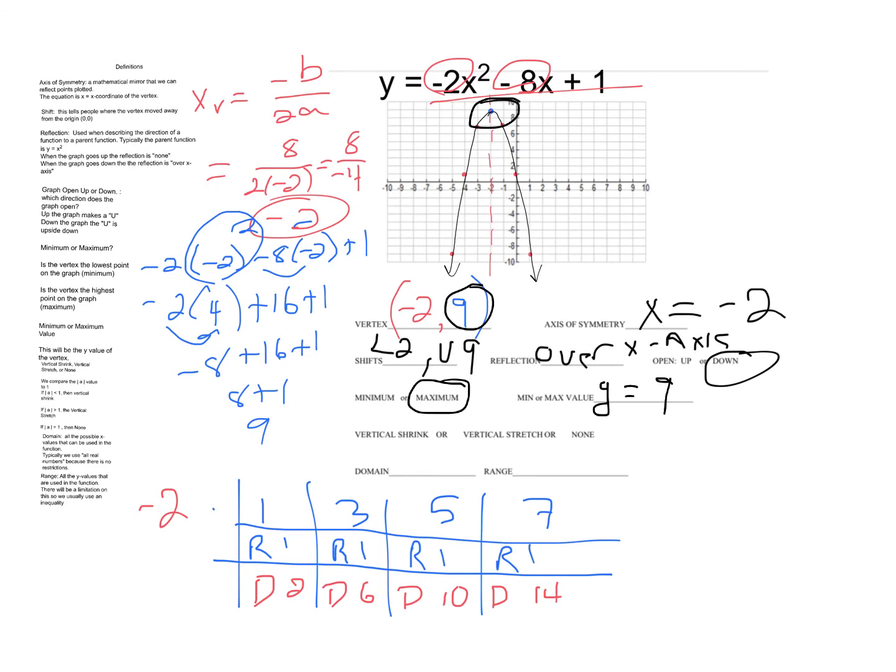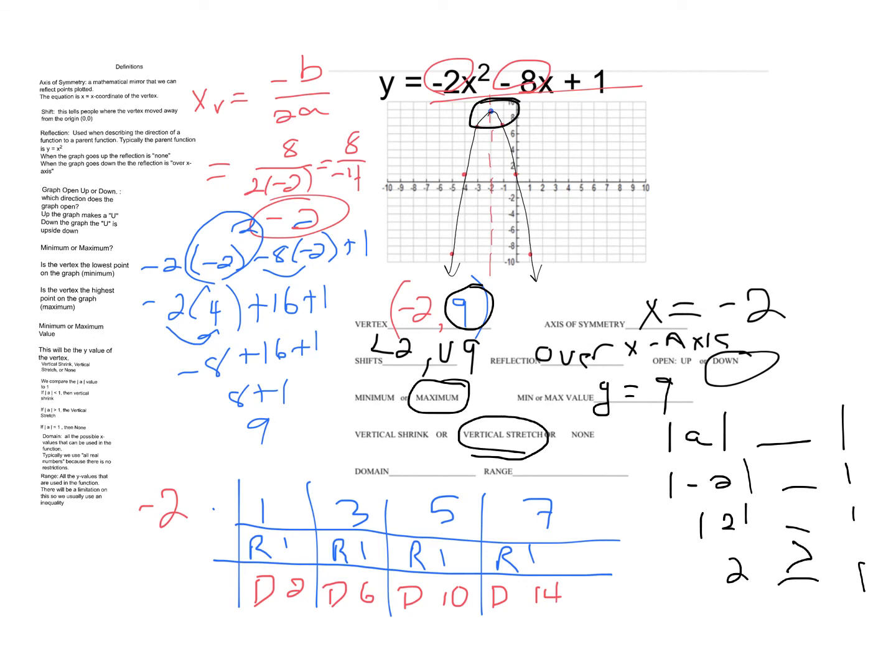Now shrink, stretch, or neither. Remember, we look at the absolute value of a, comparing it to 1. Absolute value of negative 2 compared to 1. Absolute value of negative 2 is 2, compared to 1. And 2, when compared to 1, is greater than. So since it is greater, it is a stretch. Now looking at my graph, there's no restriction on my x's, so that is R, or all real numbers. And the range, now notice again, my y's do not go above 9. So therefore my y's are all going to be less than or equal to 9.